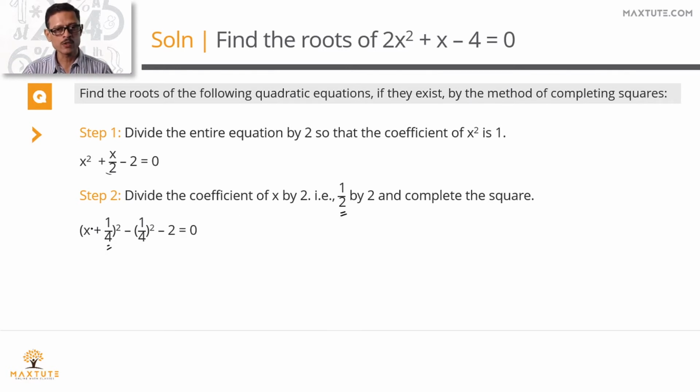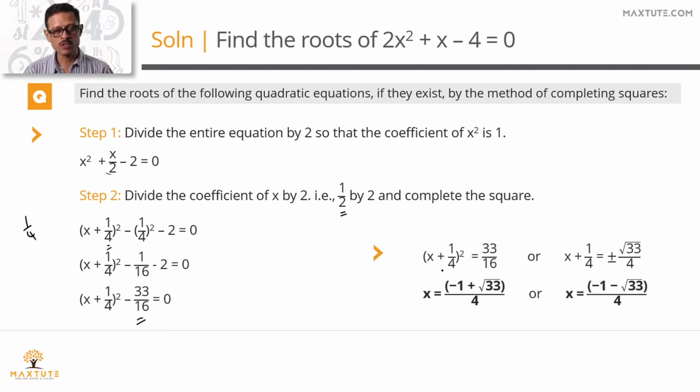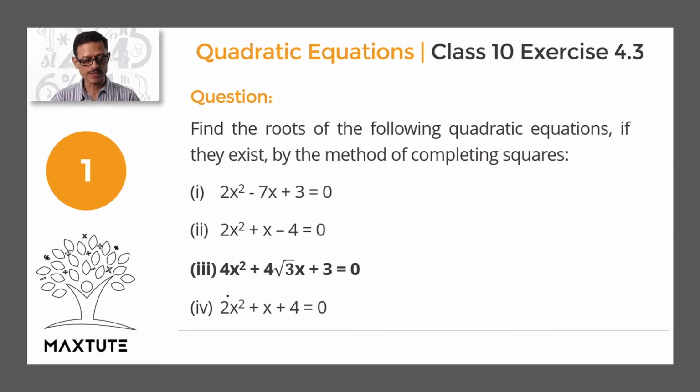So you can write it as x plus 1 by 4 the whole square. Subtract this 1 by 4, the term that you have got, squared, and subtract it, minus 2. So this is x plus 1 by 4 the whole square, expanding it as minus 1 by 16 minus 2 clubs to give you an answer minus 33 by 16. Take this term to the right hand side. So you'll get x plus 1 by 4 the whole square equals 33 by 16. So you'll get the values of x as minus 1 plus root 33 by 4 or minus 1 minus root 33 by 4. So move to the third of the equation, sorry.